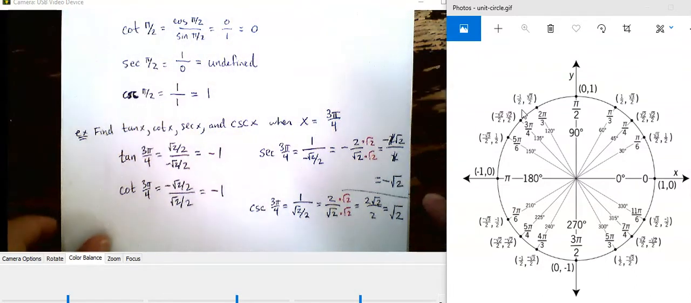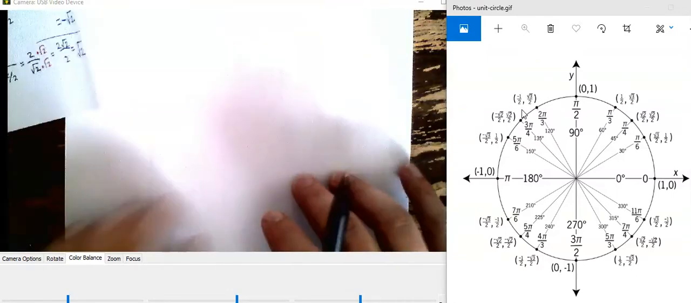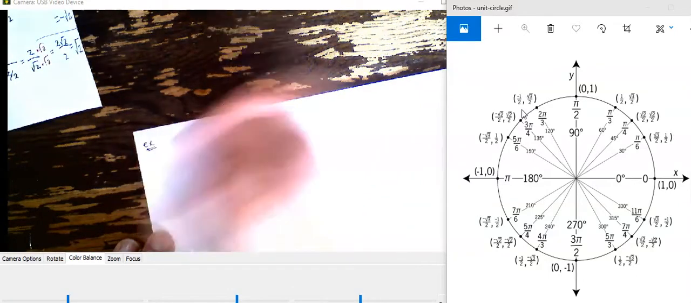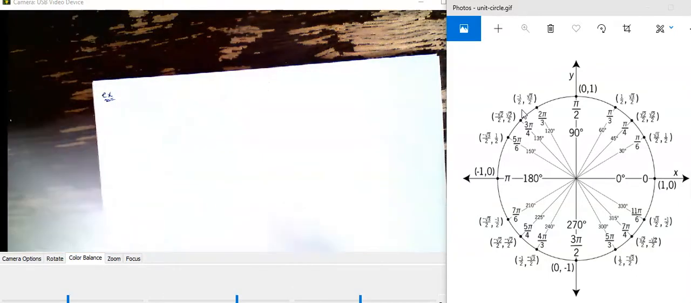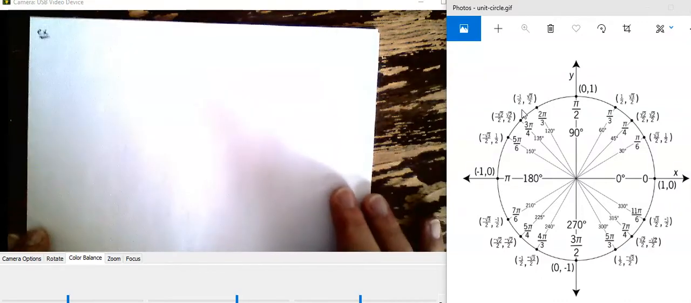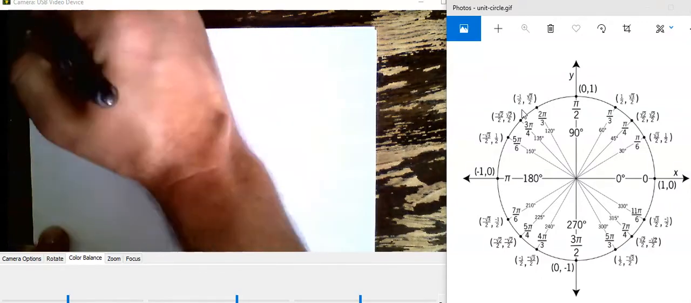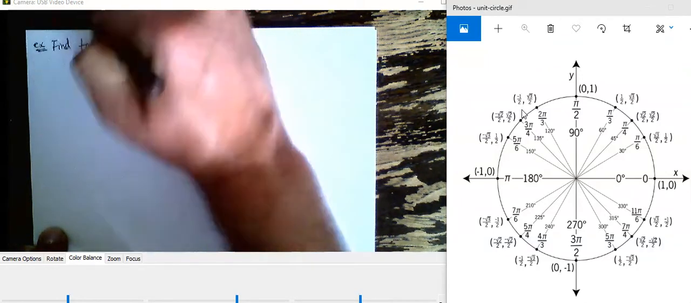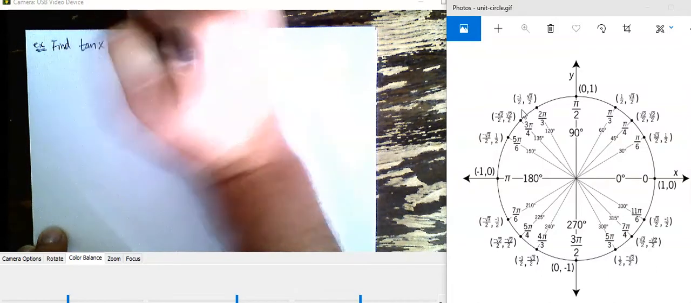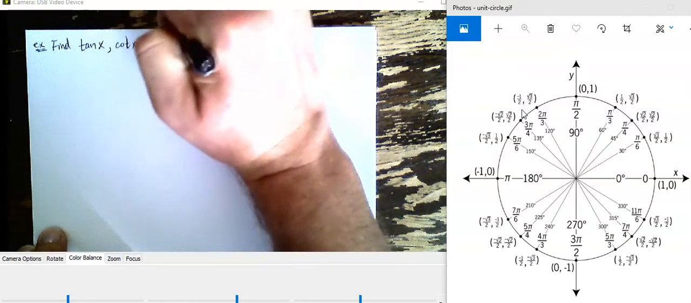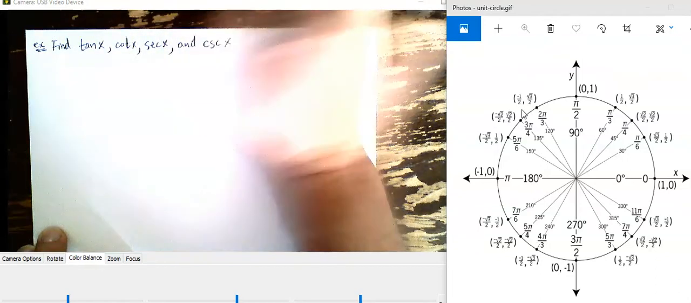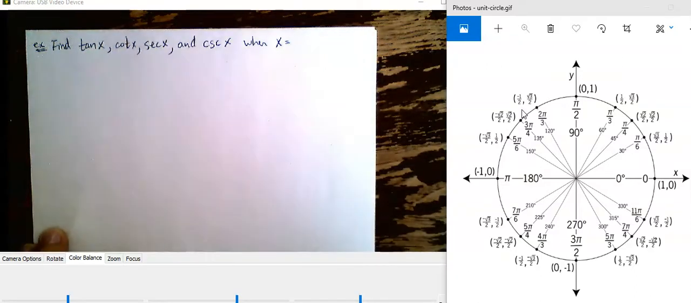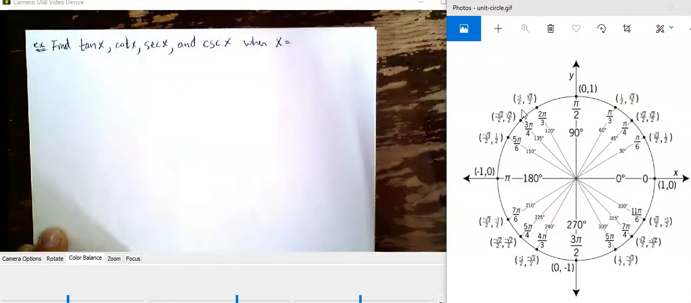Let's do one more of those. Do the same thing, but with a different angle. Find the tangent, cotangent, secant, and cosecant of x when x is, let's do 7 pi over 6.